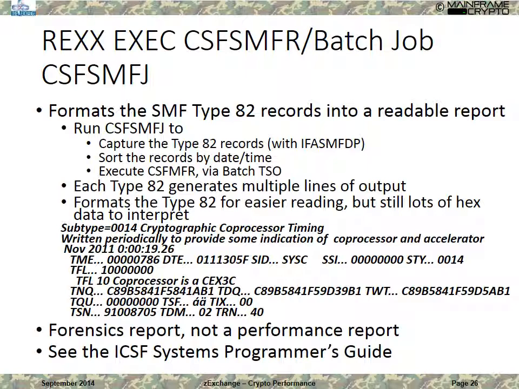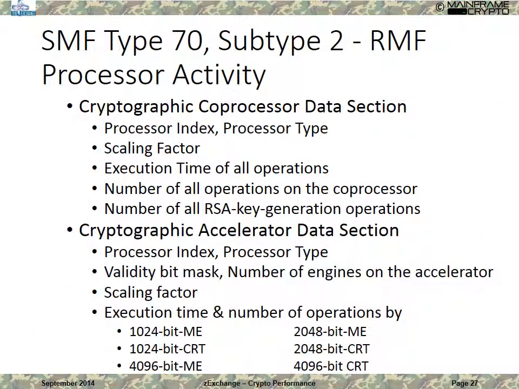And there's a little summary that, okay, the Type 14 is written periodically to provide some indication of coprocessor and accelerator. If you really want to understand a lot more about what's going on, you're going to have to go to the Systems Programmer's Guide and look at what those bits and bytes mean in terms of what was going on at the time. So because most of these records are event records, this is more of a forensics report. It's not really a performance report. You wouldn't use the Type 82 to do performance analysis. Let's go to slide 29.